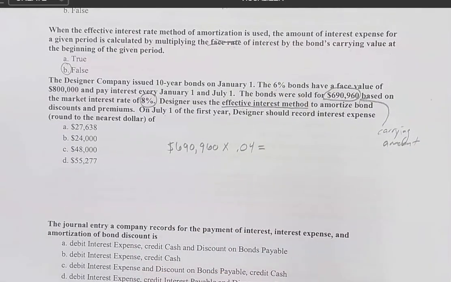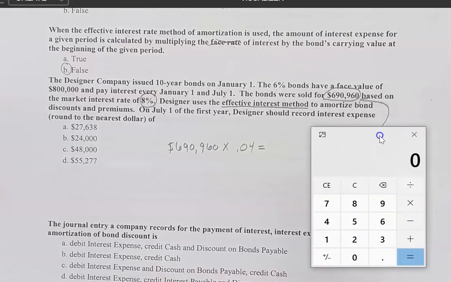Now, if we do that, let's just bring our calculator over. We're going to take 690,960, and we're going to multiply that by 0.04, giving us $27,638.40. It says round to the nearest dollar, so we're going to ignore this 40 cents here. 27,638 is our answer, and that is going to be, all right.